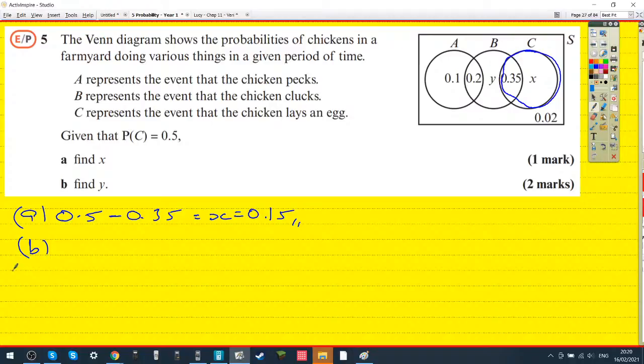Is Y just 0.35 plus 0.2? Nope, it doesn't work that way. What do probabilities add up to? 1. Well, basically, we now know what X is. Oh, we add all the numbers and minus from 1. Yeah. We now know that X is 0.15.